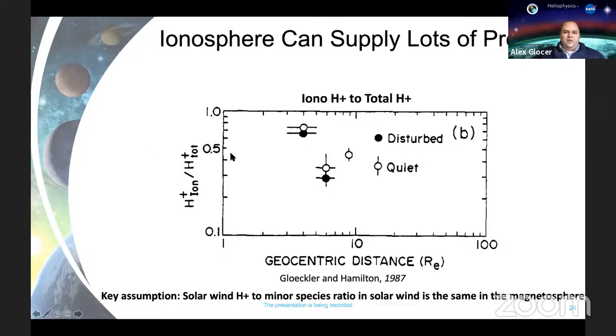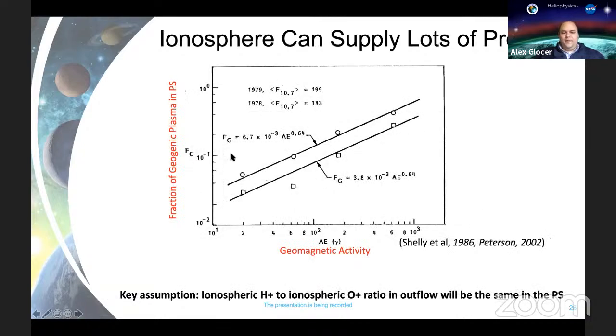There's another way that people try to get at this. So this is from a study from Shelley et al. and also discussed in Bill Peterson's paper, where they're assuming that the ionospheric H+ to ionospheric O+ ratio in the outflow is going to be the same in the plasma sheet. And there's a few other assumptions in there as well, but basically if you make those assumptions, you can find that during active times, you can have quite a large contribution of ionospheric protons to the plasma sheet population.